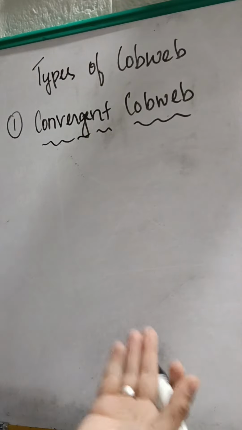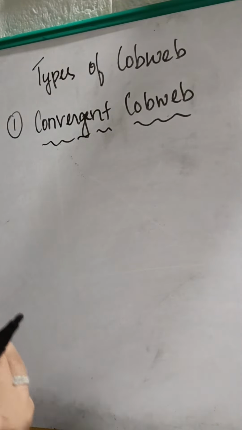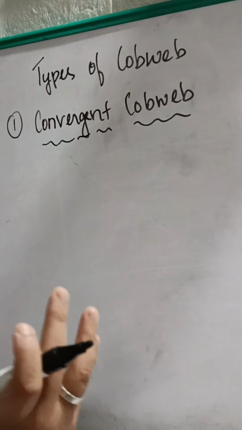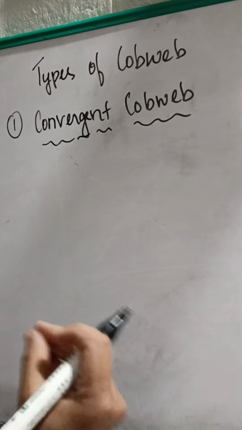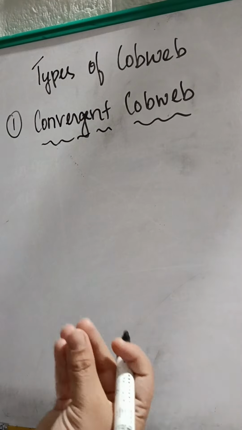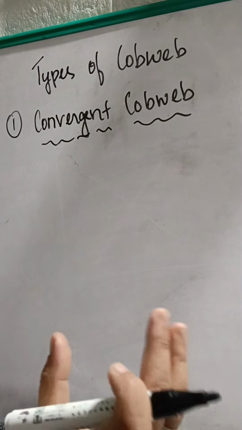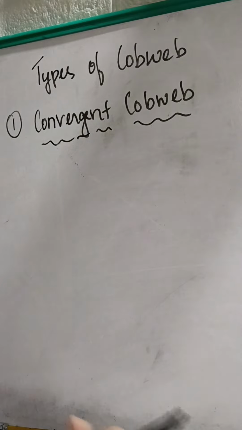First is the convergent Cobweb. In convergent Cobweb, the name itself is like converge. It comes to the original point, right? So in convergent Cobweb, the fluctuations of production or supply or demand get smaller and smaller, and over time, it comes back to the equilibrium point. Right? And it happens when supply is less elastic than demand.